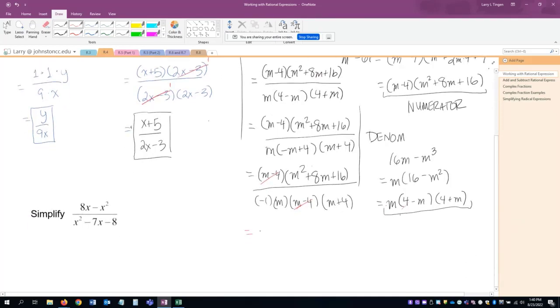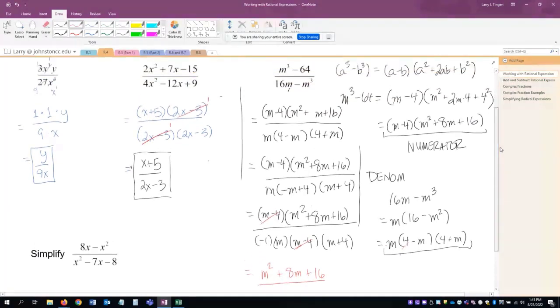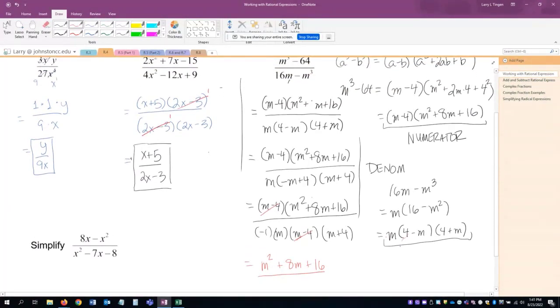And what am I going to be left with? I'm going to be left with, the numerator is m squared plus 8m plus 16 over, I think you're right, Andrew. I think I have factored this wrong. I think this is 2 times a times b. Yeah. No, 2 times 4 is 8. This is right. This is your 8s. But it doesn't.